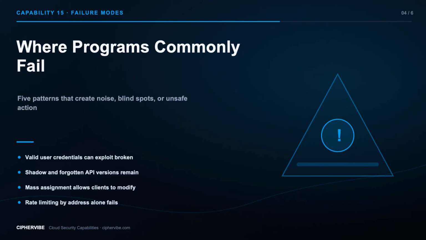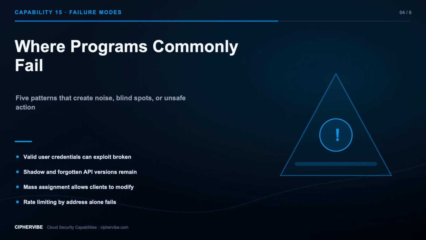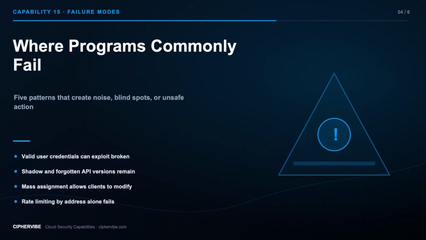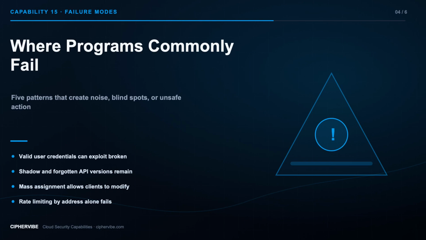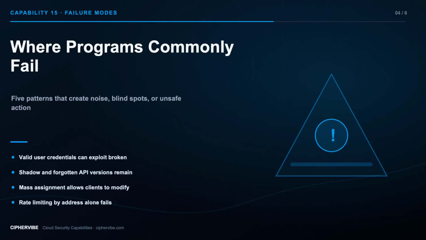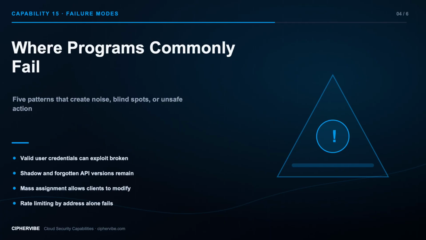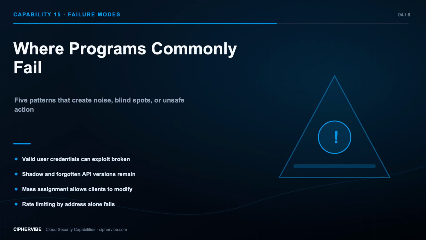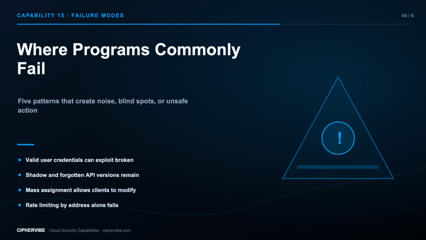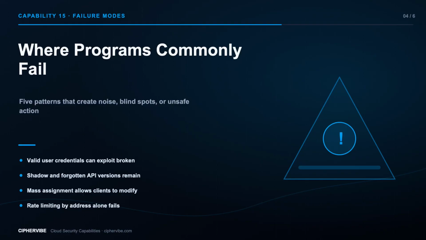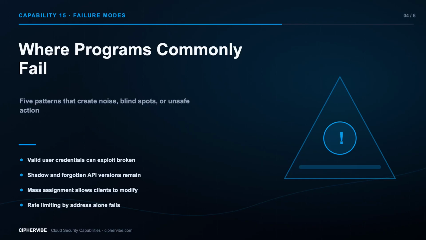Fourth, rate limiting by address alone fails against distributed clients, authenticated abuse, and expensive business operations. Fifth, detailed errors and excessive responses reveal internal structure or sensitive data. These failures share a pattern. A local measure looks successful while the full outcome is weak. A connector, scanner, or repair can report success while coverage, exploitability, or recurrence remains unresolved.